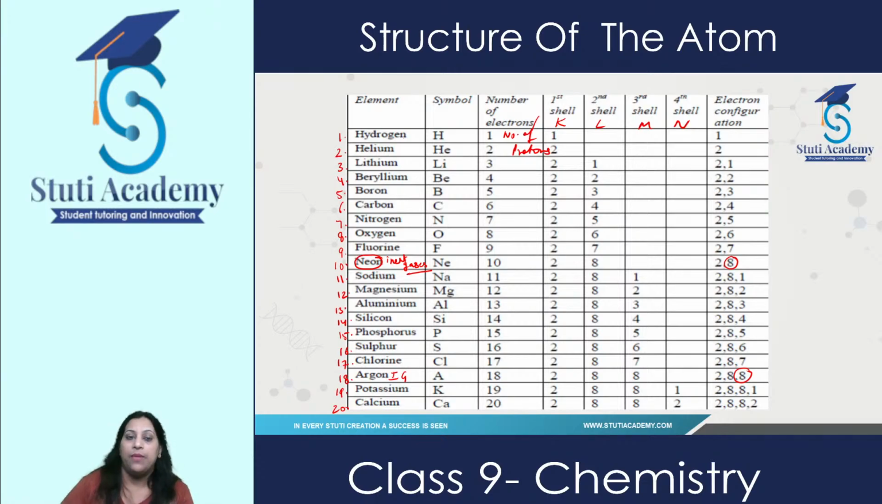For example, lithium. Lithium is an element whose atomic number is 3. So write down the number of electrons and protons present in it. And the answer is also 3, because the number of electrons and protons are equivalent to the atomic number. So if you know their atomic number, you can easily tell how many electrons and protons are present.